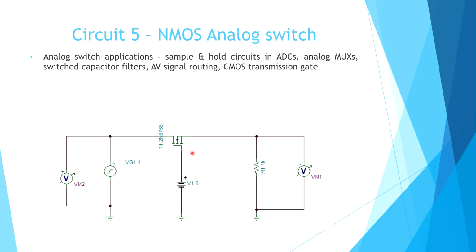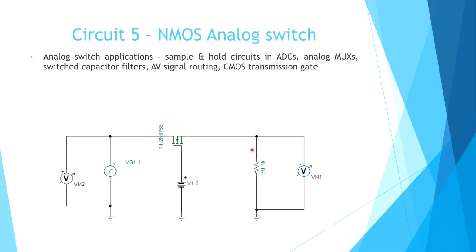That shows that it will be in the triode region. So the condition is VDS is less than VGS minus VT, the overdrive voltage. The first application is the sample and hold circuit in an ADC. There will be an input signal here, and the gate will be connected to a port of a microcontroller or FPGA. When we give high voltage at the gate, the switch will be closed, and the signal will be transferred to the capacitor here.